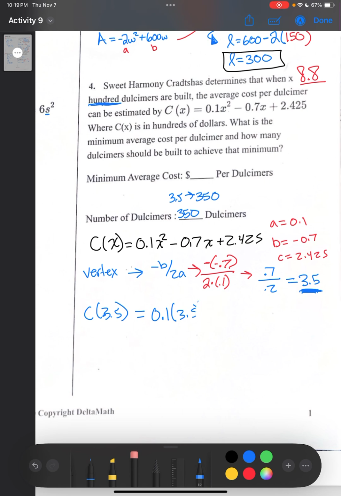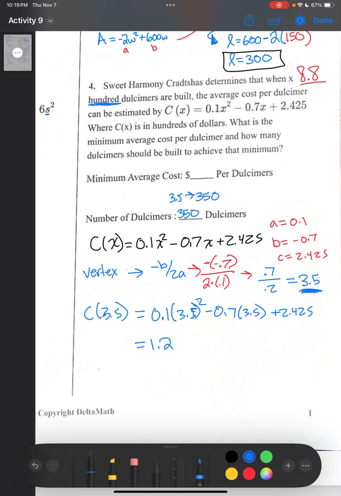minus 0.7 times 3.5, plus 2.425. And you can just trust me on this. You can put it in your calculator, whatever you've got to do. You will get to the answer of 1.2.